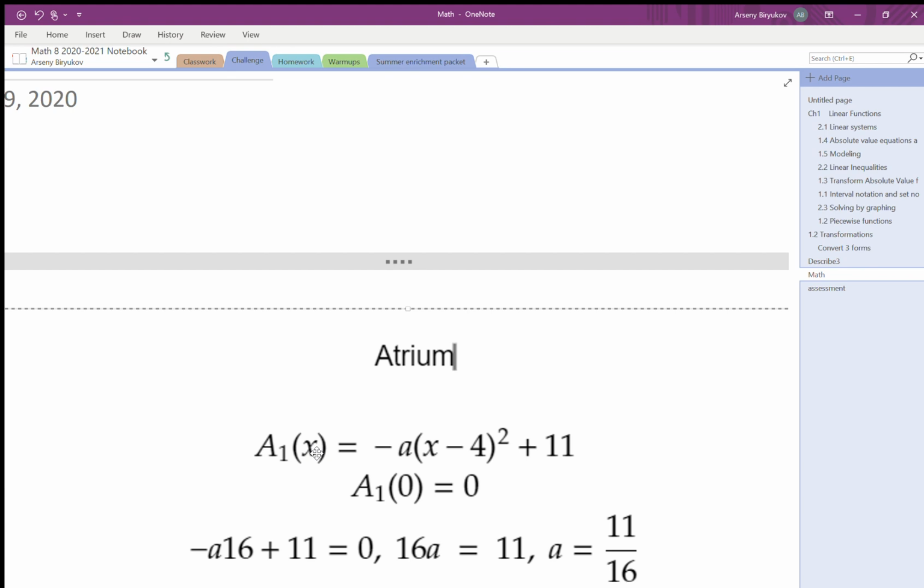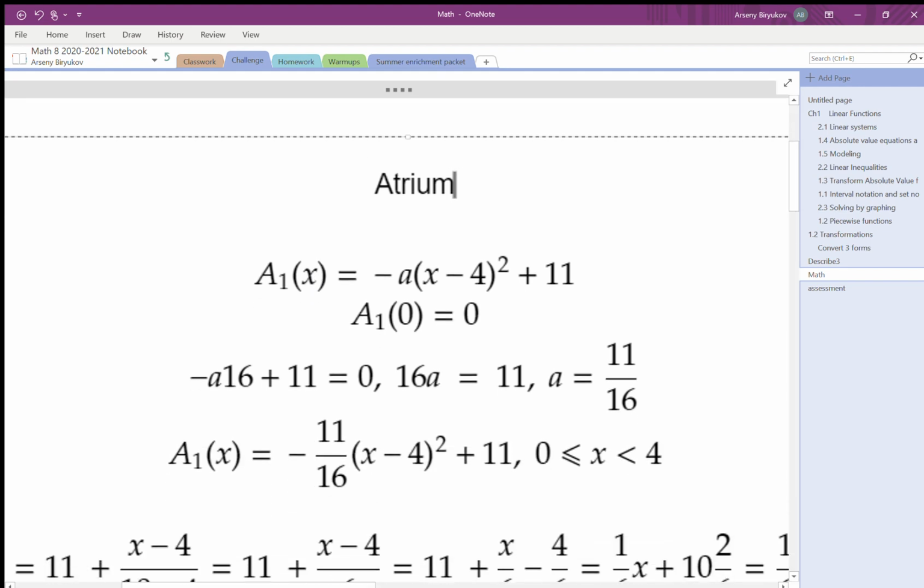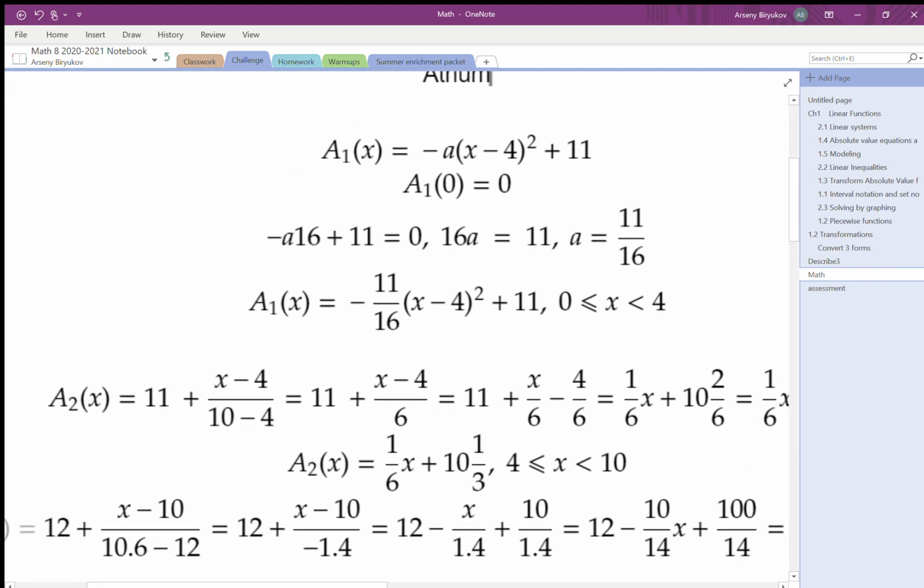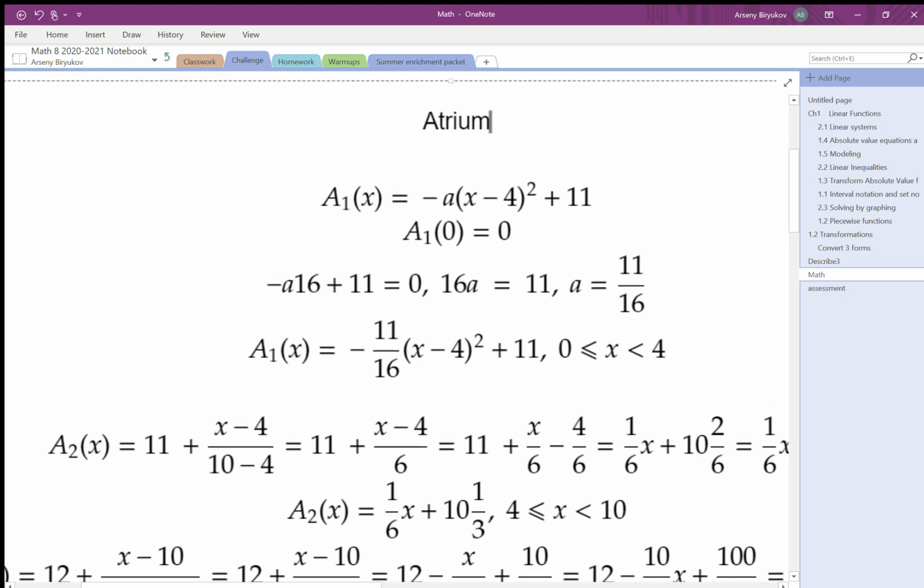To find the scale factor, we need to solve the following equation. Now we know that the scale factor is 11/16. We can create the first piece of the full function.